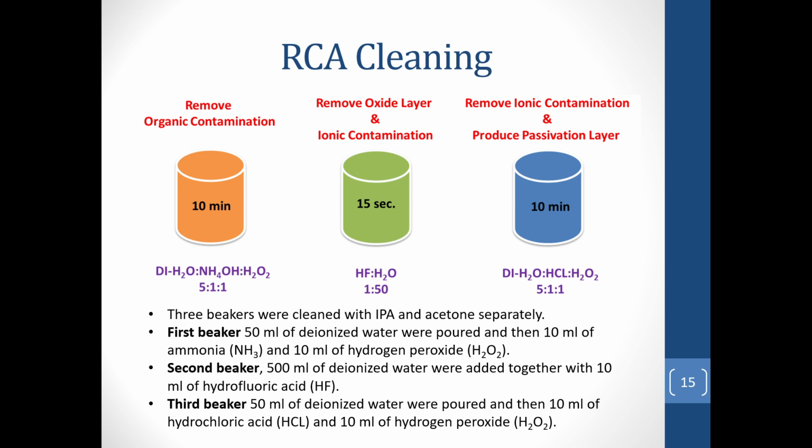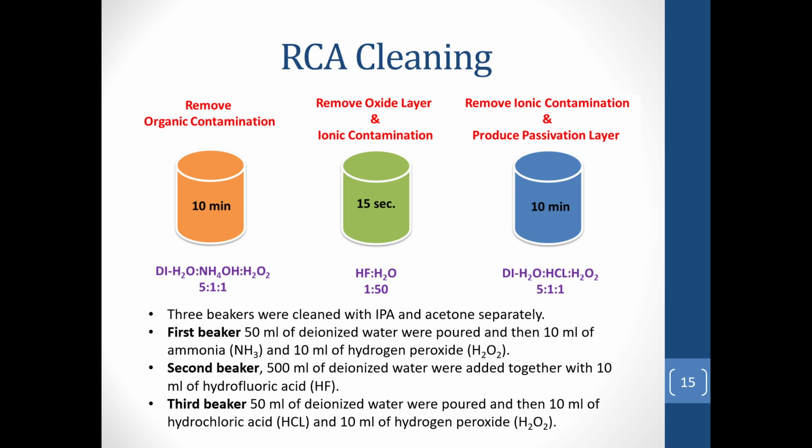RCA cleaning is basically a very important cleaning method for a substrate to remove contaminants. It consists of three steps. In the first step, you have to remove the organic contaminations. For that, you use the first beaker in which you take 50 ml of deionized water, mixed with 10 ml of ammonia and 10 ml of hydrogen peroxide, H2O2.